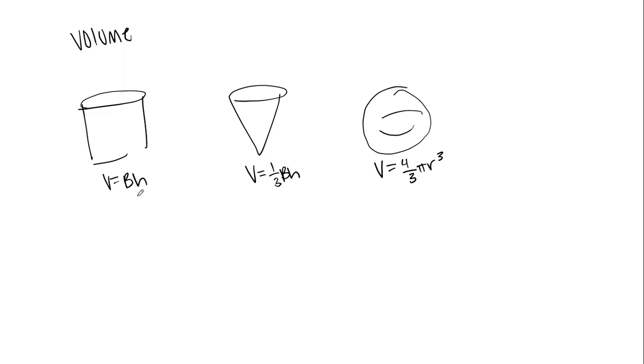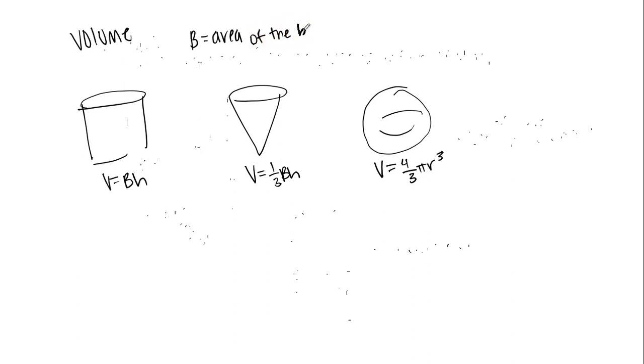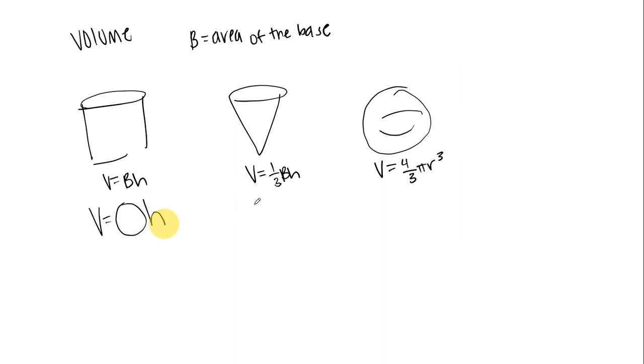The big thing is understanding what capital B is. Capital B is not the radius. Capital B is not the diameter. Capital B is the area of the base. Area of the base. What shape is your base on a cylinder and a cone? It is a circle. Your base is a circle.